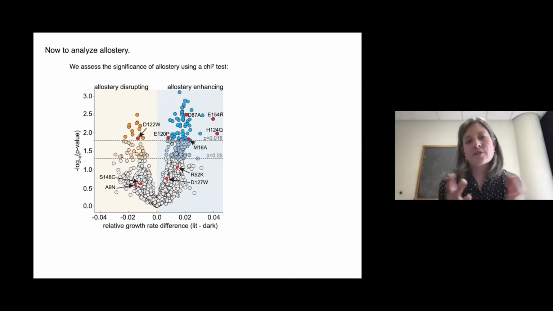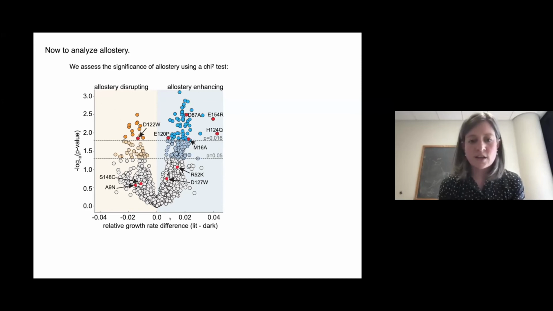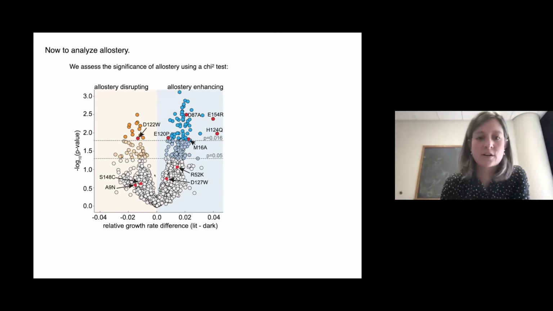So now we want to go through and assess where we have a significant allosteric effect for which mutants, right? And we're going to assess this using a chi-squared test because we have these 3 biological replicates. And I'm showing these data as a volcano plot, right? So on the y-axis, I have the minus log of the p-value. So things up here are more statistically significant. And on the x-axis, I'm showing the growth rate difference. So things on the right side of the graph are allostery enhancing, meaning they grow better in the light than in the dark. And on the left side of the plot, I have things that are allostery disrupting. So they grow worse in the light than in the dark, right?